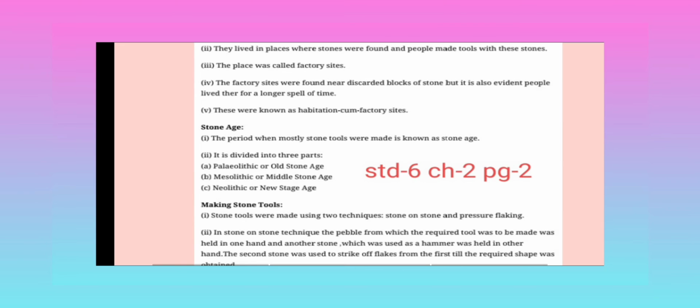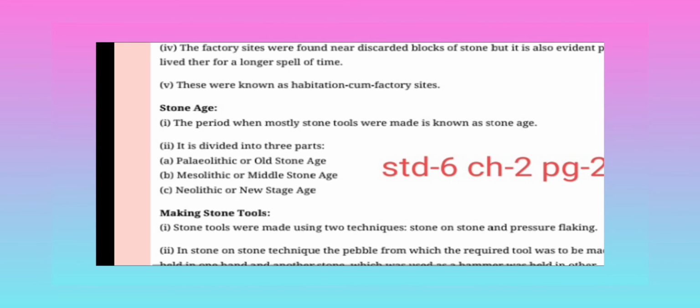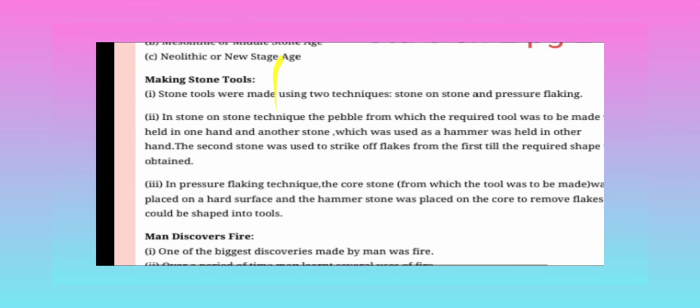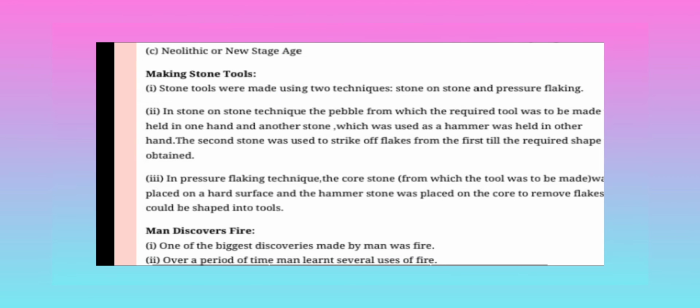The period when mostly stone tools were made is known as the Stone Age. It has been divided into three parts: Paleolithic or Old Stone Age, Mesolithic or Middle Stone Age, and Neolithic or New Stone Age. Making stone tools.